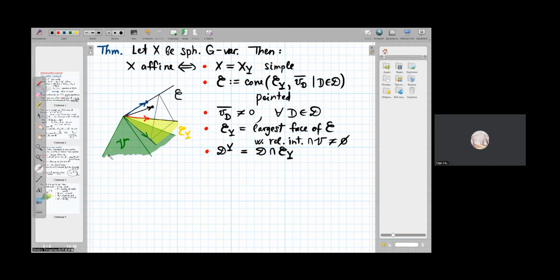More questions, comments, whatever? Another silly question. Yeah, go ahead. Is a complete algebraic group over an algebraically closed field always abelian? Yes. Complete implies abelian.